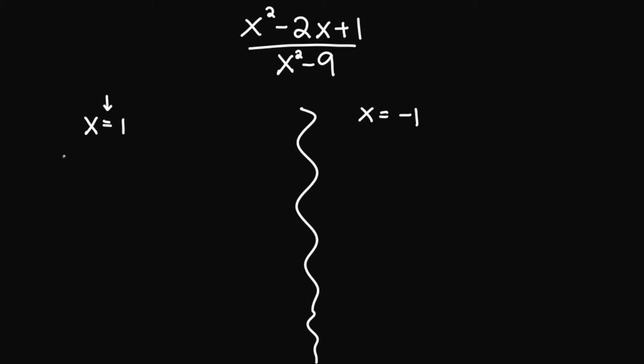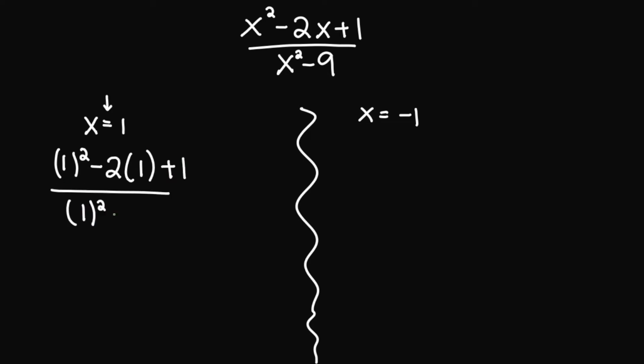So we have 1 squared minus 2 times 1 plus 1 over 1 squared minus 9. 1 squared is going to give me 1. Negative 2 times 1, that's going to give us a negative 2. And then we have a positive 1, so I'm going to put plus 1 here. My denominator, we have 1 squared, that's going to equal 1 minus 9.